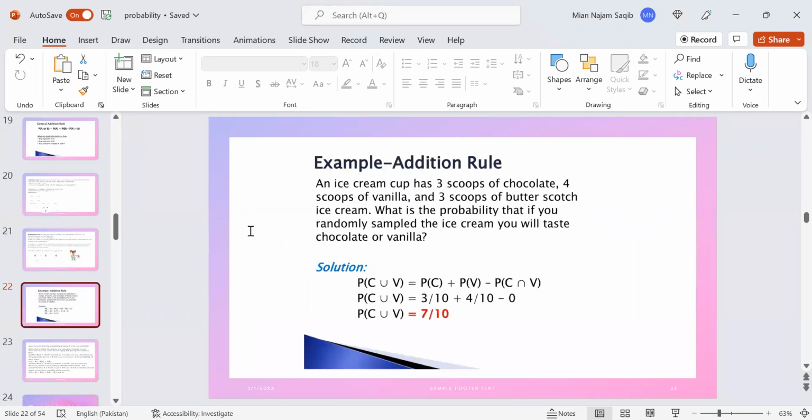Another example of the addition rule is when an ice cream cup has 3 scoops of chocolate, 4 scoops of vanilla, and 3 scoops of butterscotch ice cream. What is the probability that if you randomly sample the ice cream, you will taste either chocolate or vanilla? There are 3 scoops of chocolate. The total possible outcomes are 3 plus 4 plus 3, the total number of scoops. So it's 3 over 10 plus 4 over 10 minus 0, which is 7 over 10.